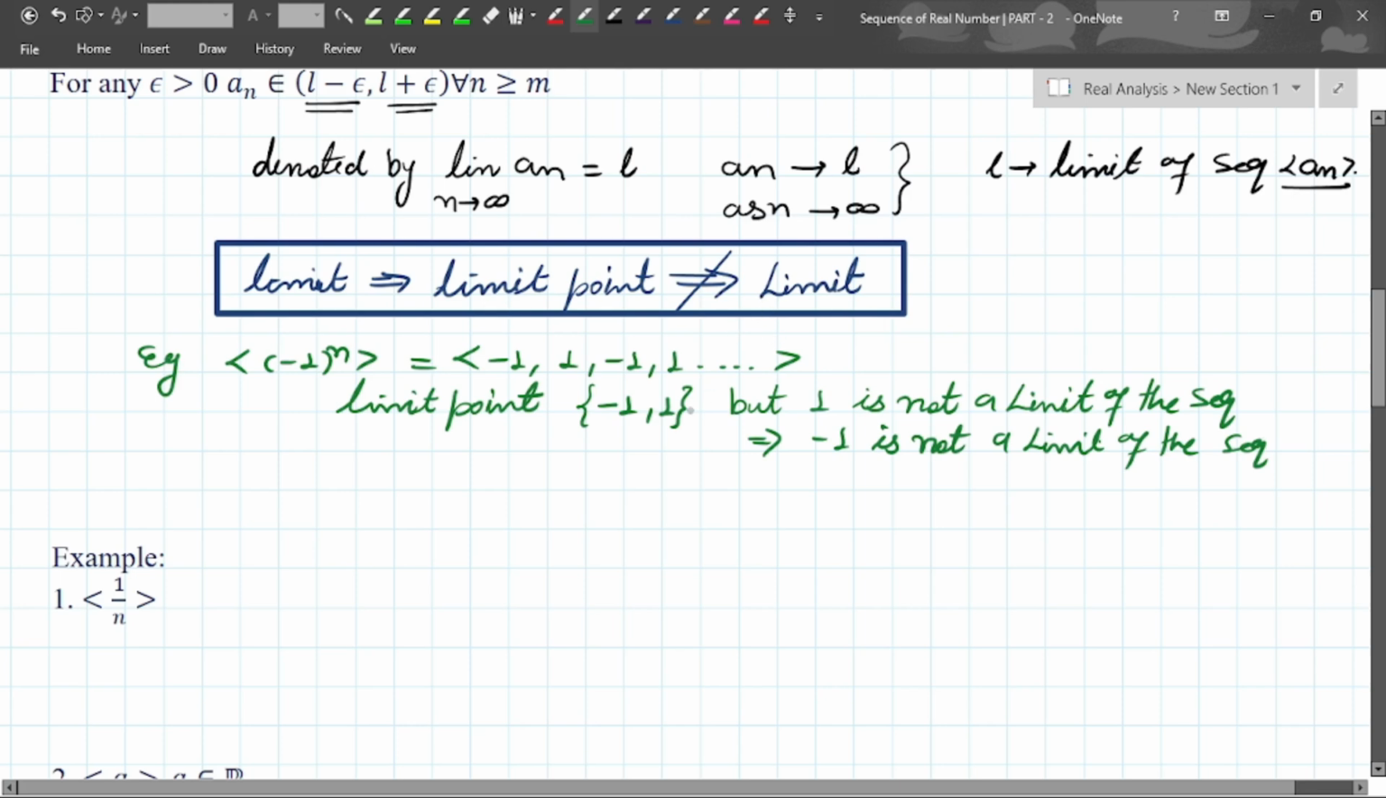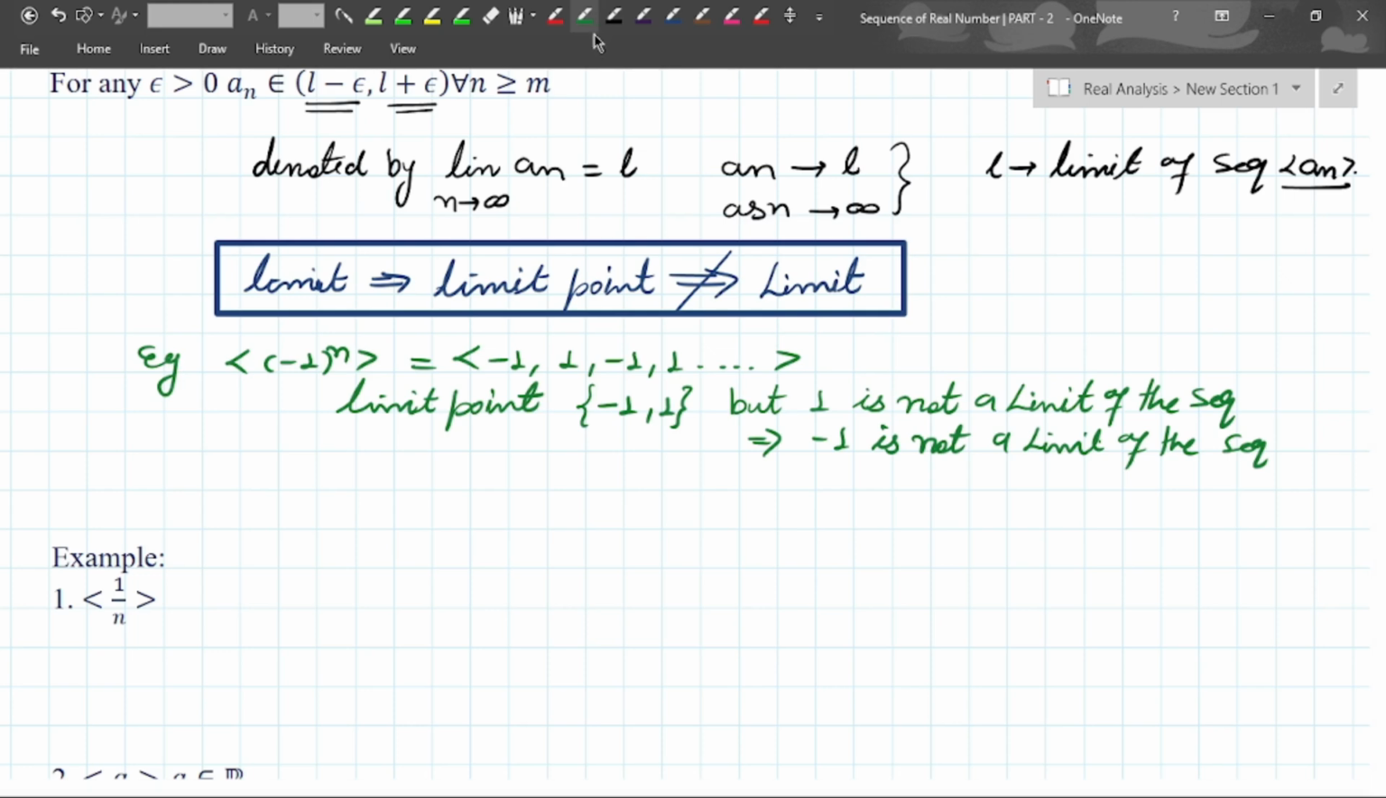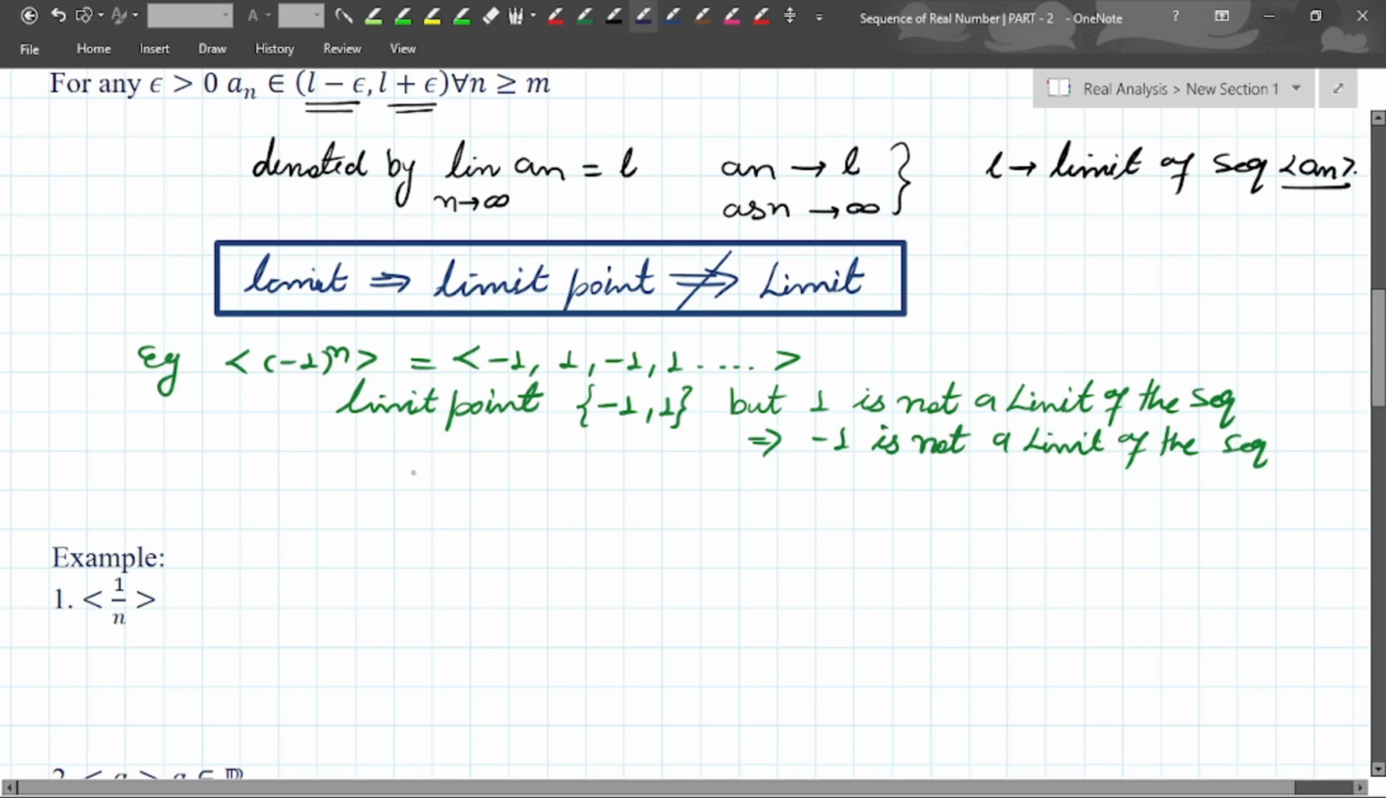So here you can see a limit point is not necessarily a limit. Why are these two not limits, even though both are limit points? If I take L equal to 1 and the neighborhood (1 minus epsilon, 1 plus epsilon), do all the terms of the sequence belong to this neighborhood or not?